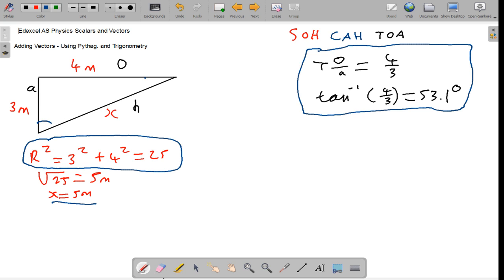So it would be this angle here. This would be theta. And so the vectors are always drawn tip to tail, and then from the tail of the first vector to the tip of the last vector to give the resultant force. So this is what's known as the resultant vector.